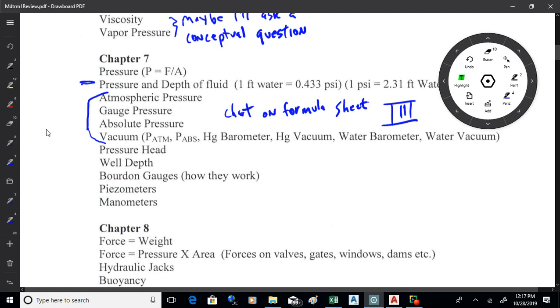So the pressure and depth of fluid will definitely be on there. The whole stuff with the chart, it might be on there. I've had that on past tests. I kind of have to pick from things, so I can't say for sure on that one. I'll just put question marks next to this stuff if I'm not sure. That means it might be on there. Manometers. Maybe.